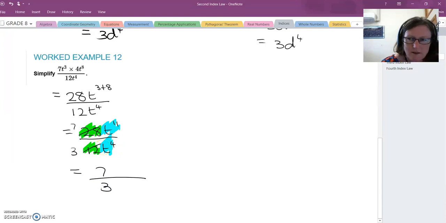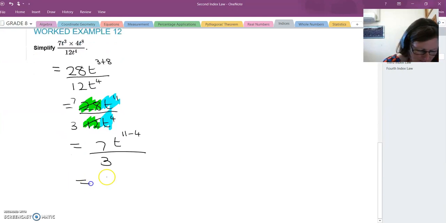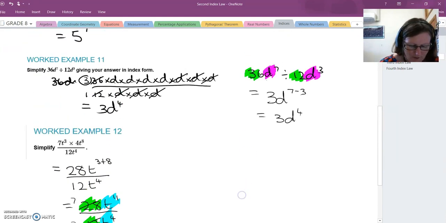Now look at my t's, the thing in aqua. They've both got the same base and it's a division. So index law 2 tells me I subtract the indices. 11 take 4. So my answer to this one is 7t to the power of 7 over 3.